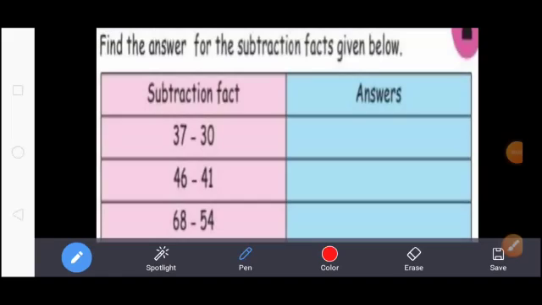First one, find the answer for the subtraction facts given below. Here numbers are given, so you do subtraction and write the answer in this box.